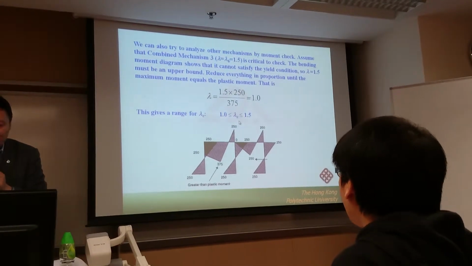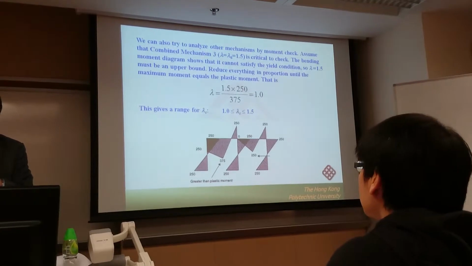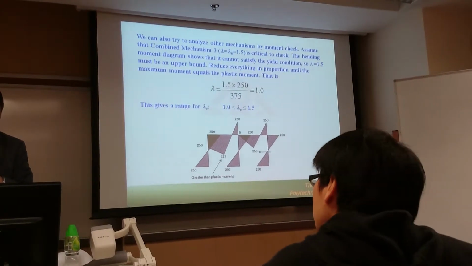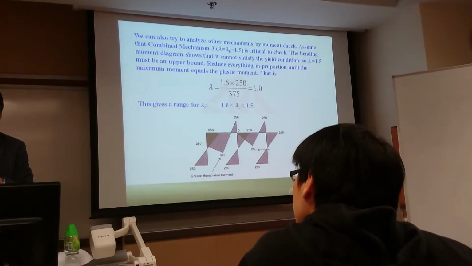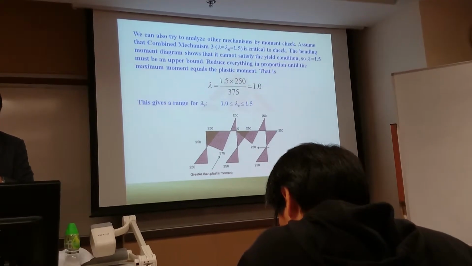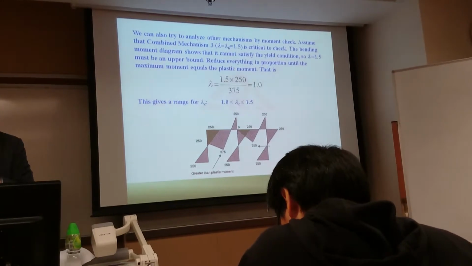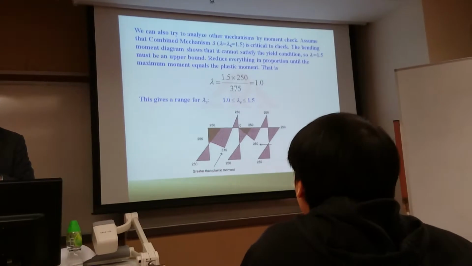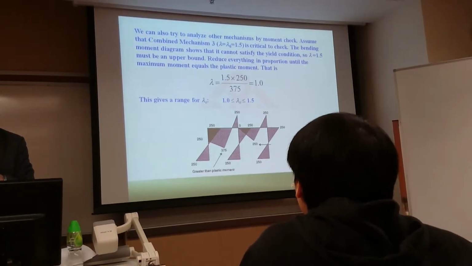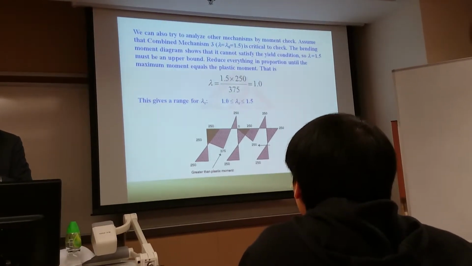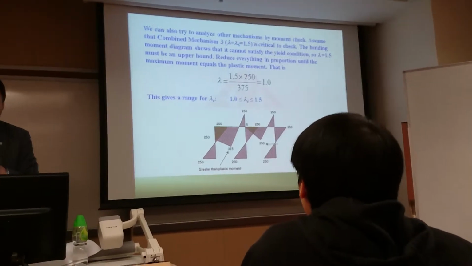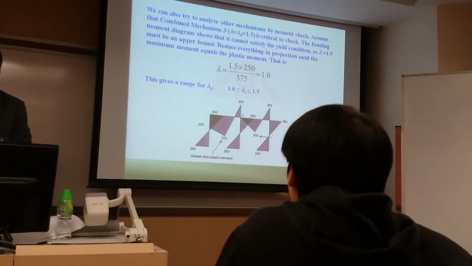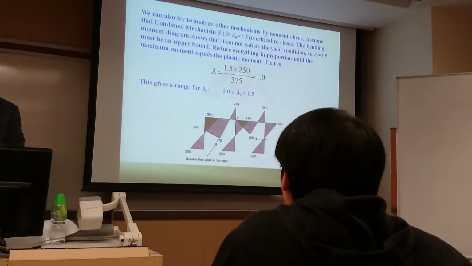For example, for combined mechanism 3, we know the load factor from this mechanism is equal to 1.5. It is larger than the lowest value. So definitely it is not a true collapse mechanism. But even though we know this is not the true value of the load factor, based on this value we can still estimate the range of the load factor. So now I show you how to obtain the range of the load factor.